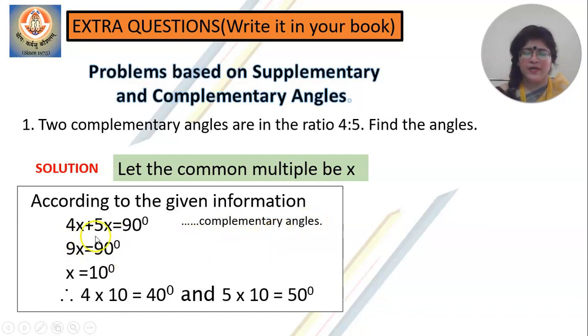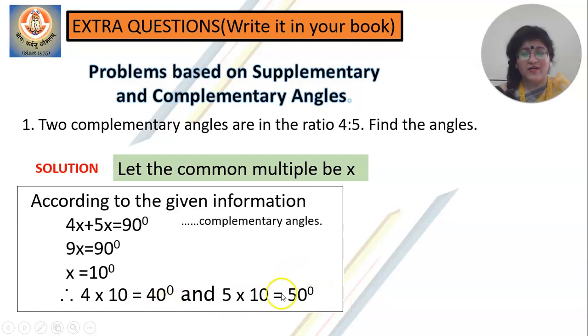Then you add them up. 9x is equal to 90 degree. Solve it. You divide 90 by 9, you get the answer as 10 degree. So if the value of x is 10, which was the common multiple, 4x will be 4 into 10, 5x will be 5 into 10. Isn't it 40 degree and 50 degree? So the two angles are 40 degree and 50 degree.